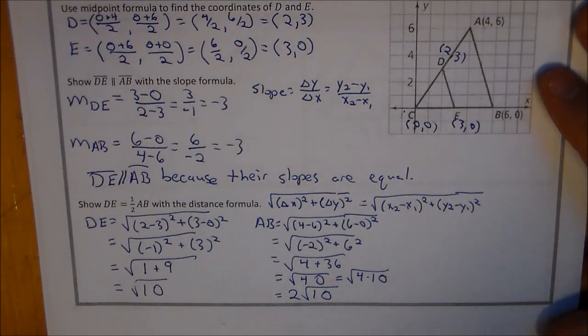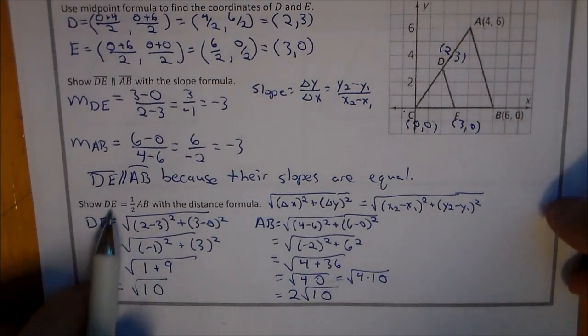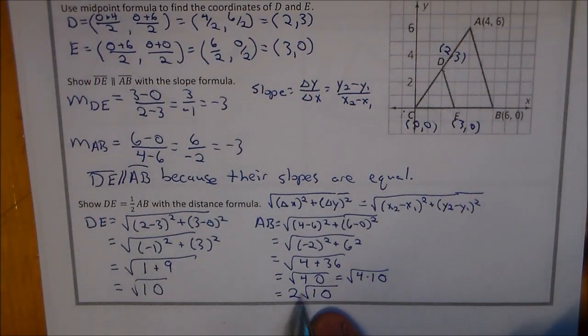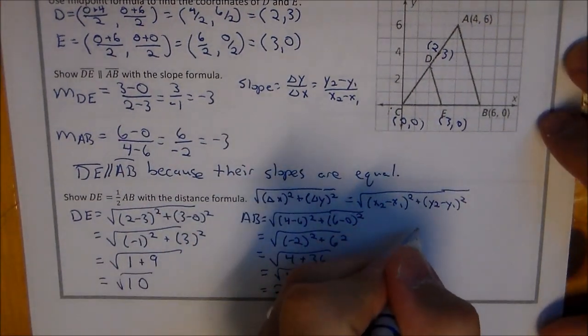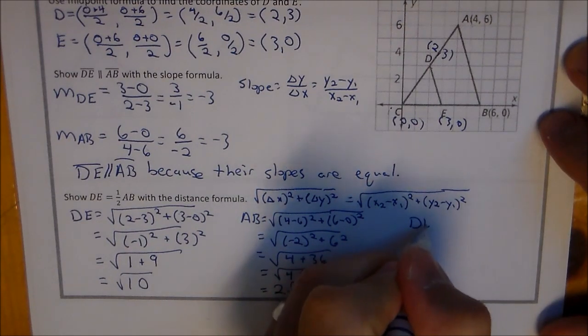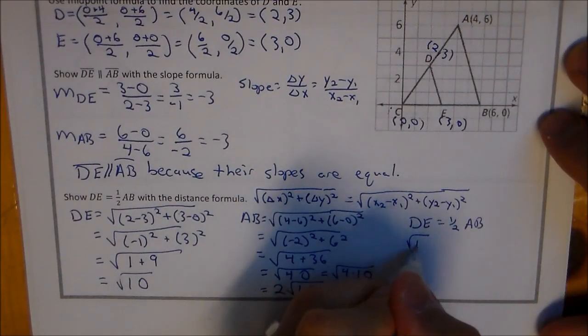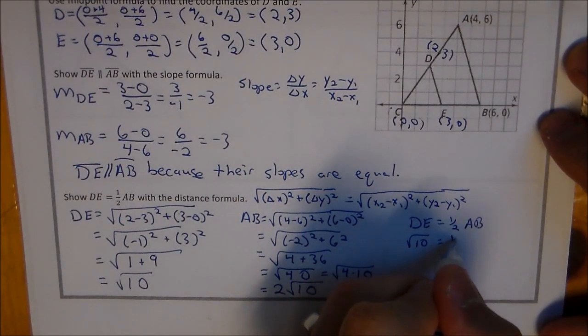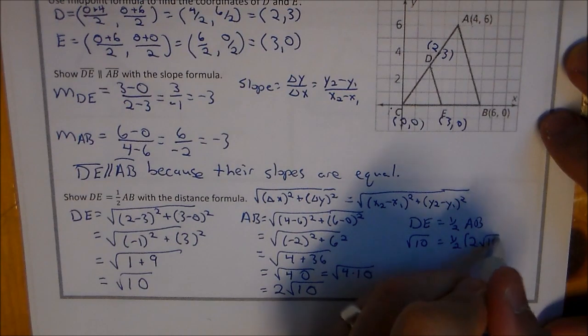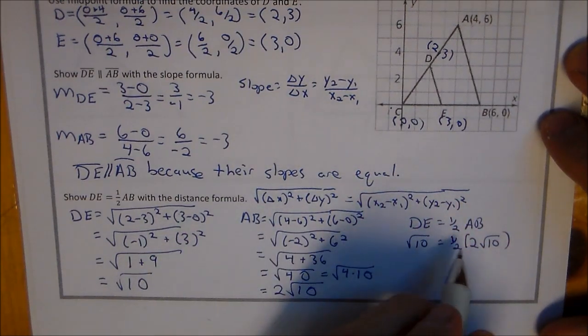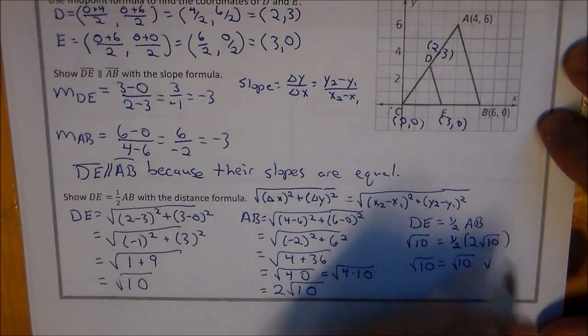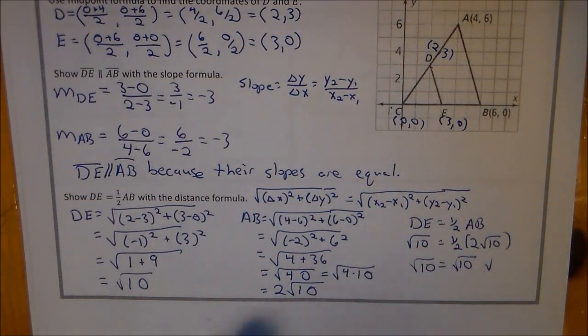So we can simplify that radical because the square root of 4 is 2, and that comes out to be 2 root 10. So at first look, if DE is half of AB, if I took half of 2 root 10, got rid of the 2, it's equal to that value. Over here we'll write it out that DE is 1/2 AB. So DE is the square root of 10, and that's equal to 1/2 times 2 times the square root of 10. On the right side, 1/2 and 2 just become a 1, so it shows us the square root of 10 equals the square root of 10. So it verifies with the distance formula.